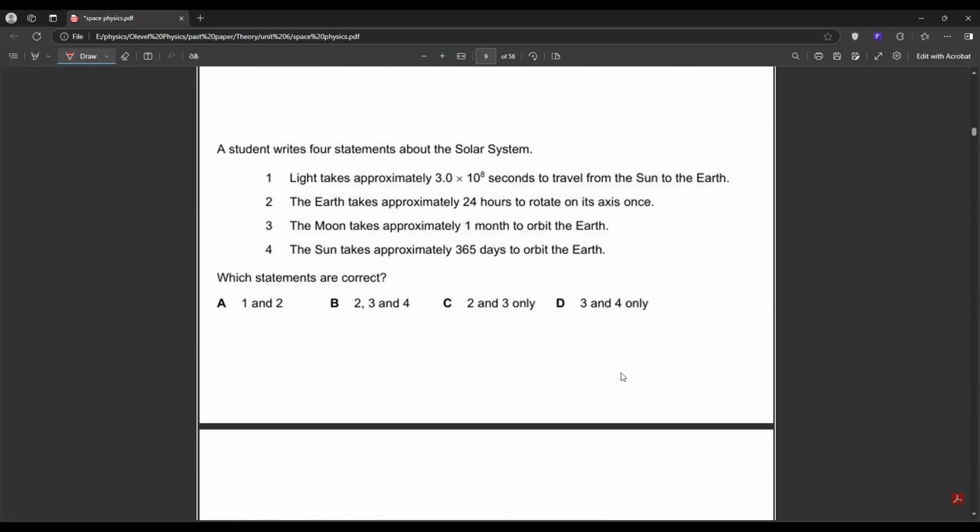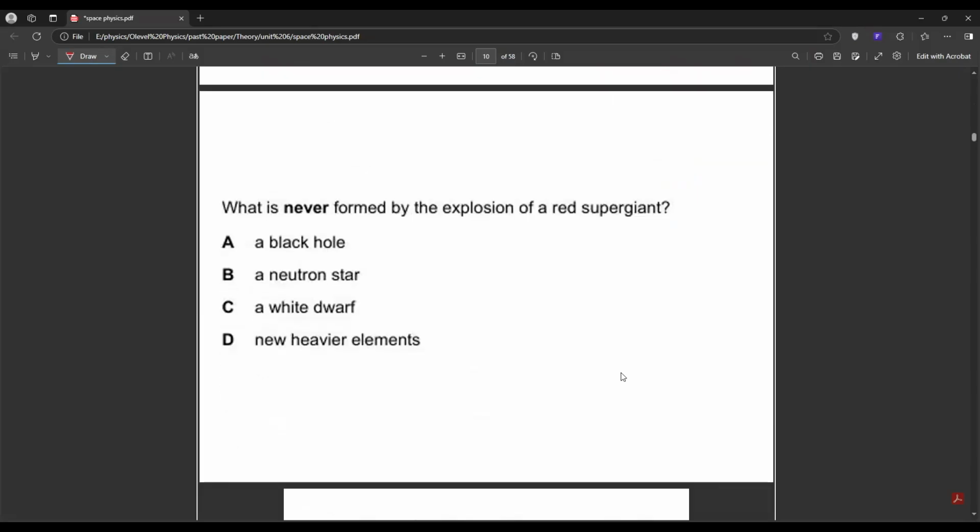A student writes four statements about the solar system. Light takes approximately 3 × 10^8 seconds to travel from the Sun to Earth. No. The Earth takes approximately 24 hours to rotate on its axis once. Yes, that's correct. The Moon takes 1 month to orbit around the Earth. Yes, that's also correct. 2 and 3 are correct. C is your option. Let's further move ahead.